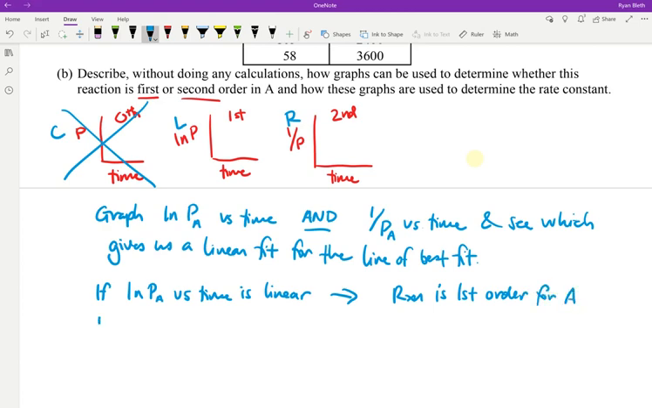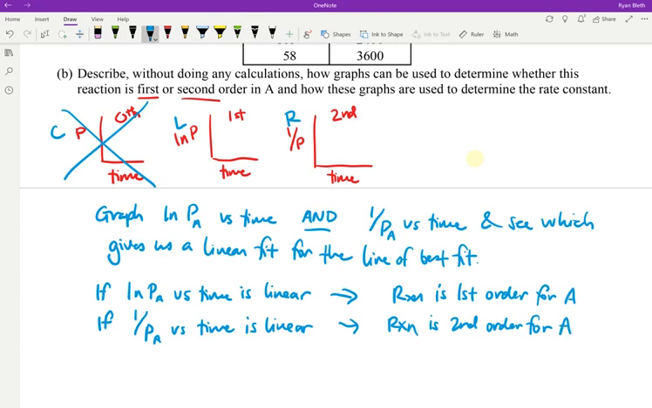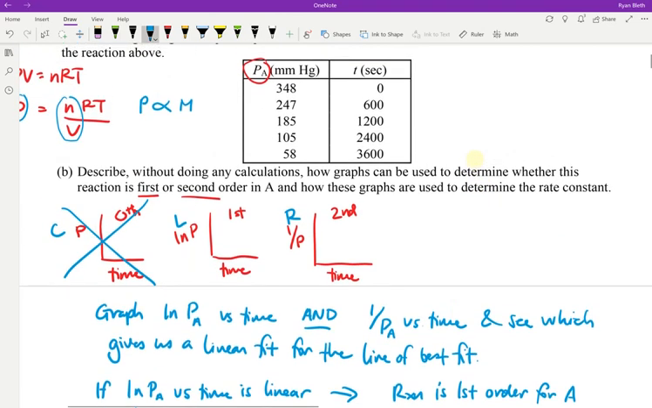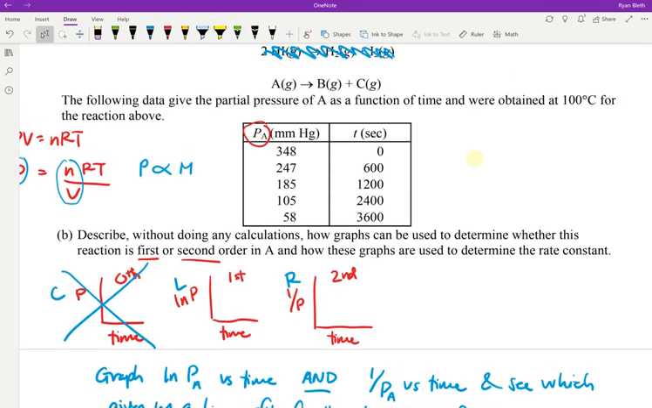And then if the reciprocal, 1 over pressure of A, versus time is linear, then we'd be looking at a second order reaction. And remember, it can't be both. One or the other in this case would be the correct order for A. And the only way we can graph this and determine this is for A, because it's the only thing we have data for. So even though this reaction uses A, produces B, produces C, the only data that we have is to determine the order with respect to A. And since that's the only reactant in this equation, that just makes sense anyway.